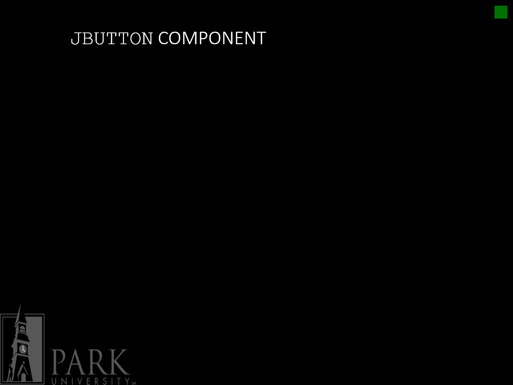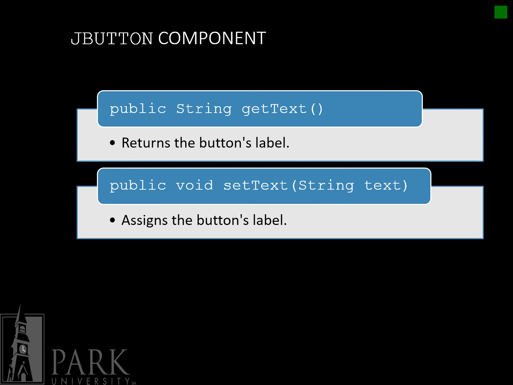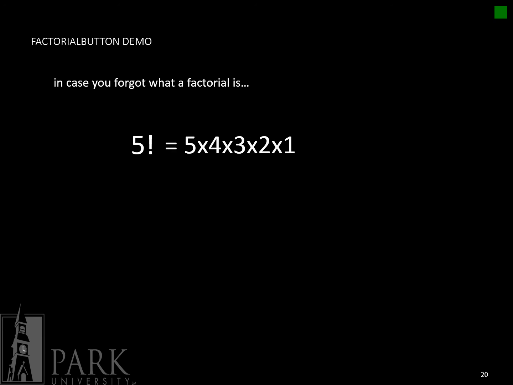In addition to the addActionListener method, the JButton class has several other useful methods. We can get the label text, or we can set the label text, and of course we can also show or hide the button. Let's examine an example program that puts what we've learned to use. In case you've forgotten what a factorial is, it is the product of all positive integers less than or equal to it. For example, 5 factorial equals 5 times 4 times 3 times 2 times 1, which equals 120.